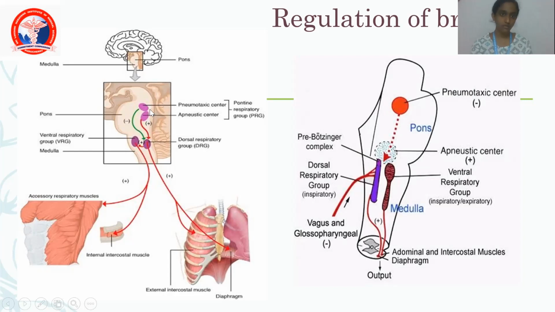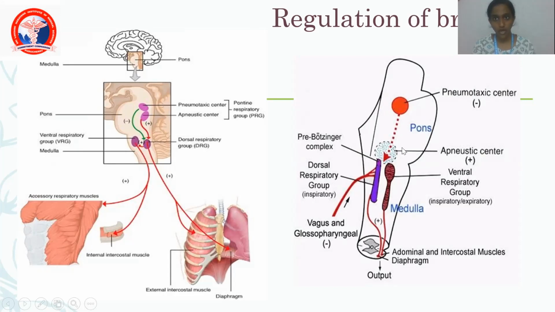That is very important because those are the centers that in turn control the DRG and the VRG. So the apneustic center will stimulate the dorsal respiratory group of neurons, thereby initiating the inspiration process. Whereas the pneumotaxic center will inhibit the dorsal respiratory group of neurons, and thereby it will stop the inspiration and start the expiration process.